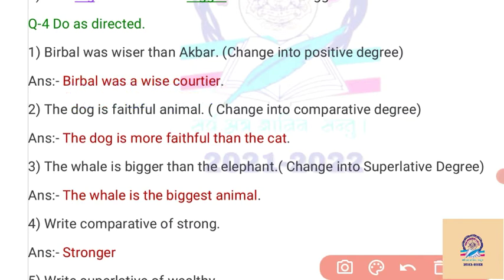So we are not going to compare Birbal with Akbar here. We have to remove 'than Akbar', and we have to write the positive form. It means the positive form: wiser changes into wise.